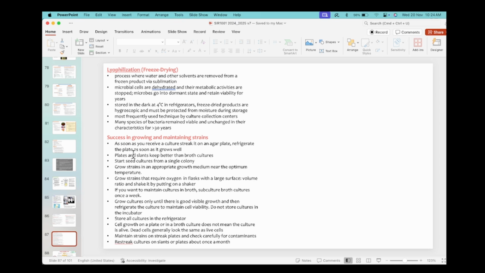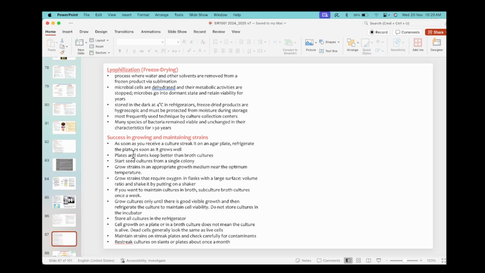Many species of bacteria remain viable and unchanged in their characteristics for more than 30 years. So this is for really long-term preservation. Usually when we are doing research in microbiology, we will have a few types of the same cultures, which means we will have plate cultures, we will have slants, and we will have glycerol stocks and all that.